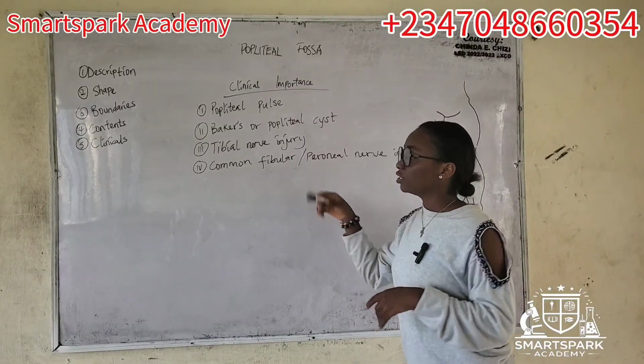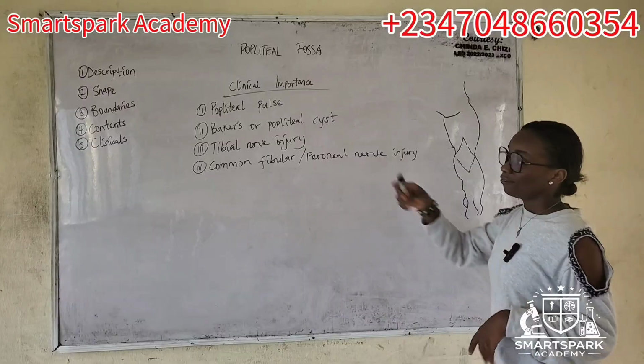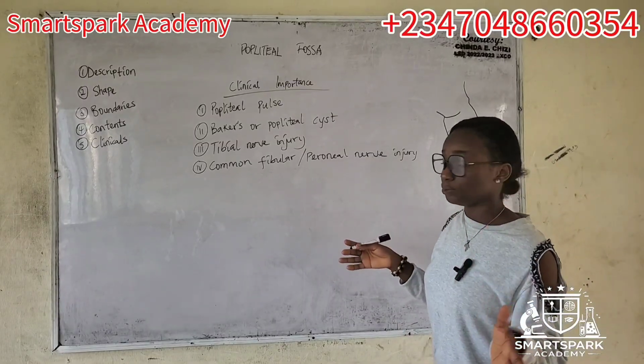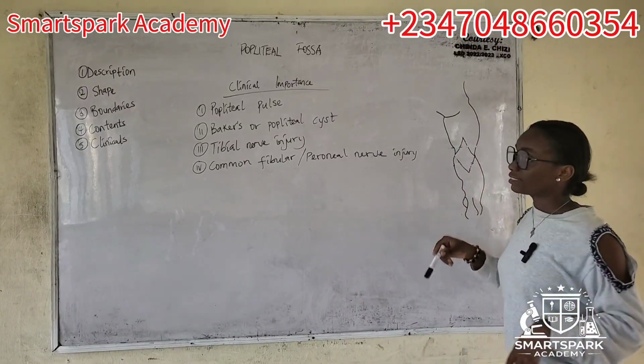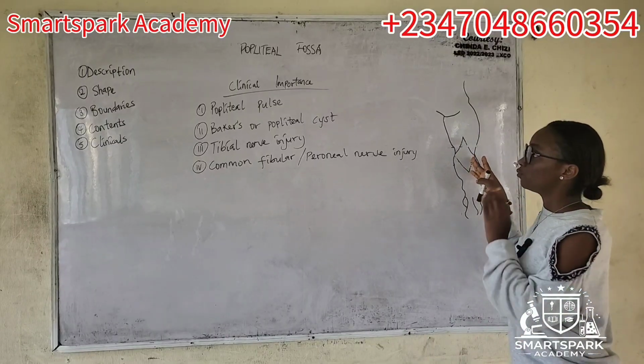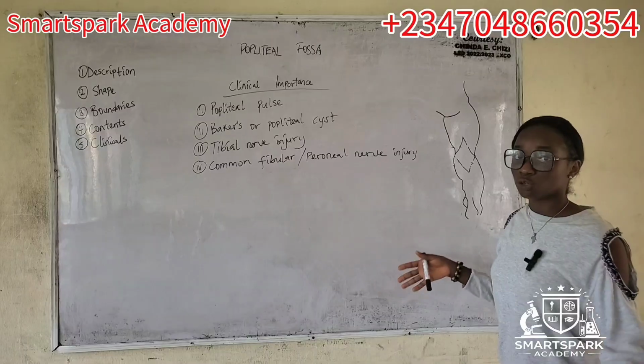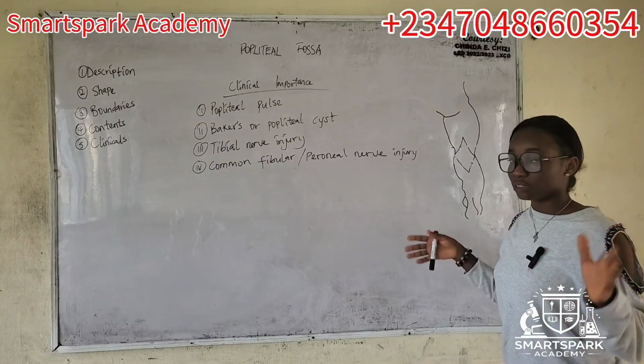And finally, we have the common fibular or peroneal nerve injury. Fibular still means peroneal, so please, I don't want you to be confused. As the fibular nerve is also one of the contents of the popliteal fossa, it can be damaged. It can get injured during dislocation, twisting, and all that.